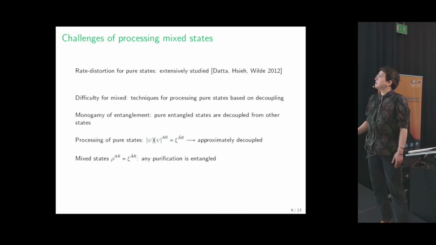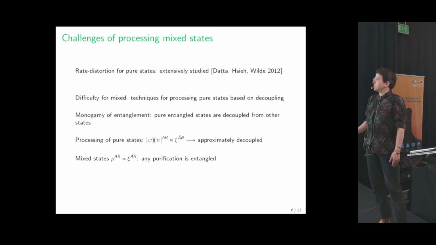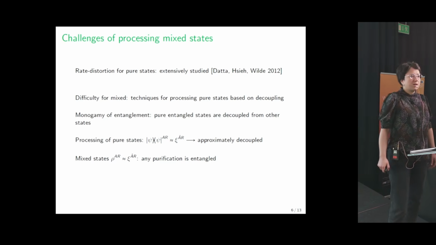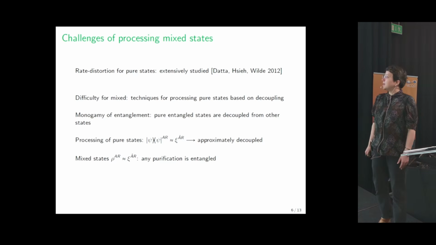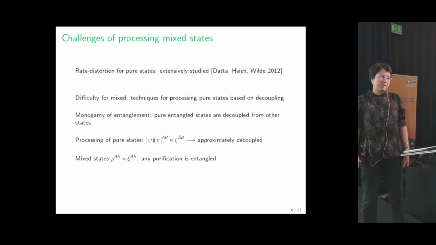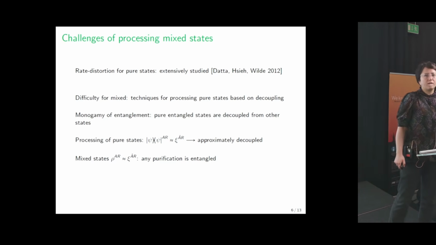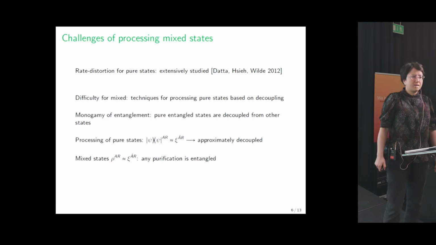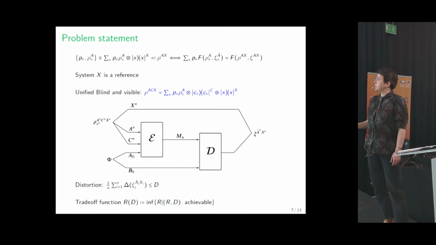So it is decoupled from everything else. Since in source compression we want to recover the data approximately, this output state is going to be almost pure. That means it is almost decoupled from everything else in the world. But this is not the case for mixed states. If we have a mixed state, it can still be correlated or entangled with other systems. And therefore, the techniques that we use to deal with pure states in data compression usually do not work in the mixed state scenario.